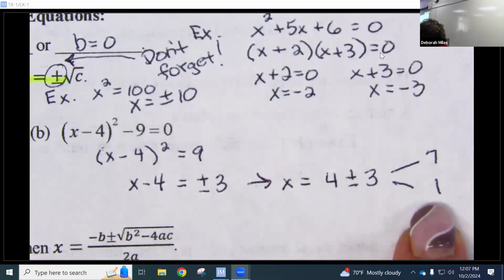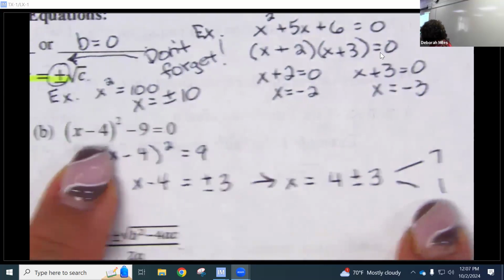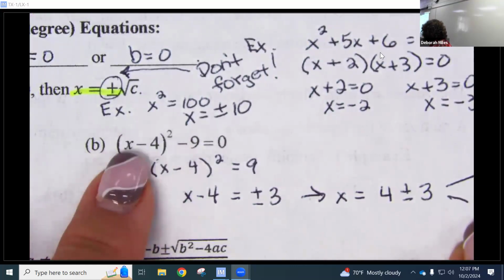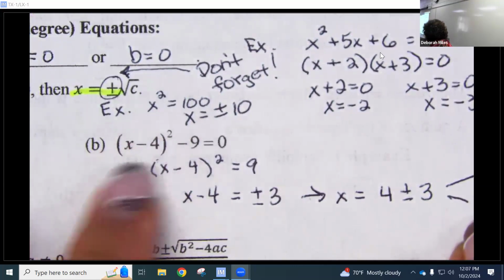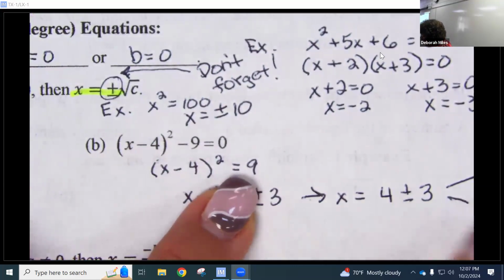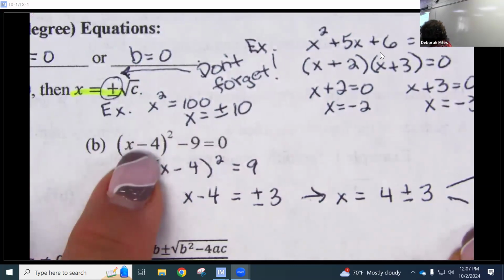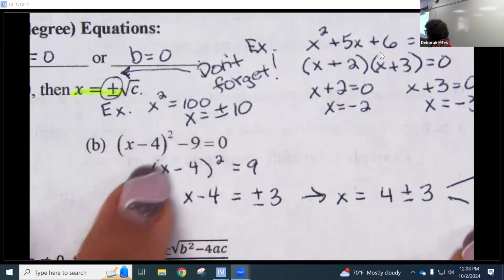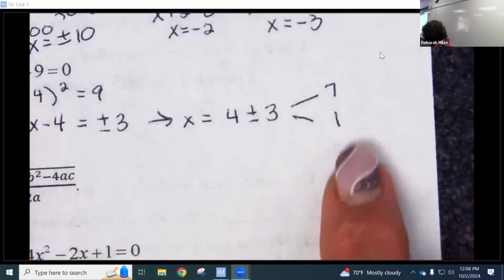And what's the fabulous thing about taking a test on solving equations? Can you think of anything that's fabulous about solving equations? They're always checkable. If you put a 7 in place of this x, you have 7 minus 4 is 3. 3 squared is 9. Sure enough, 9 minus 9 is 0. If you let x be 1, then inside parentheses you'd have negative 3. But negative 3 squared is also 9, and 9 minus 9 is 0. So you can check these.